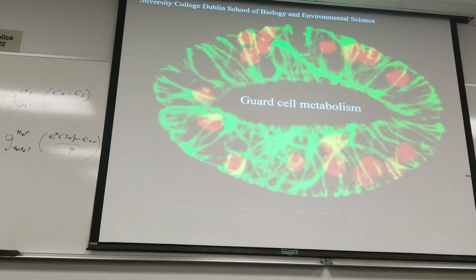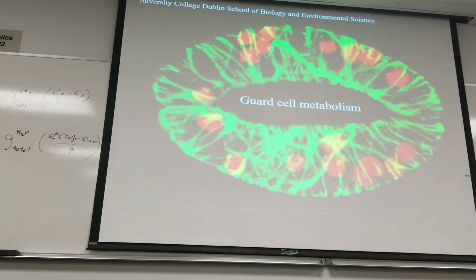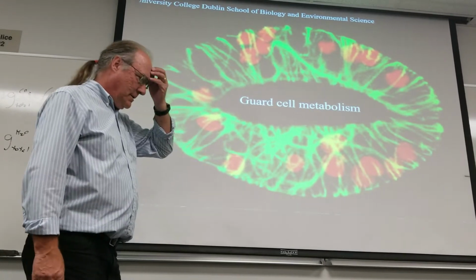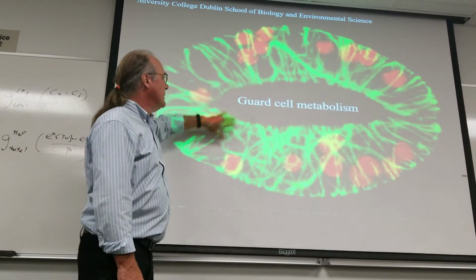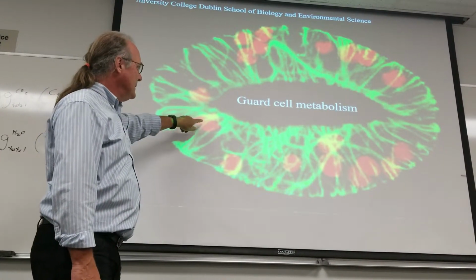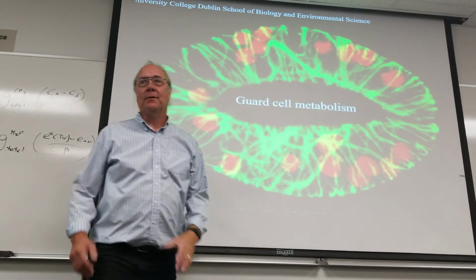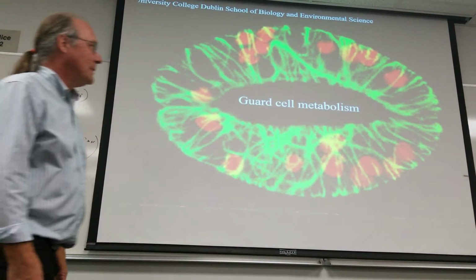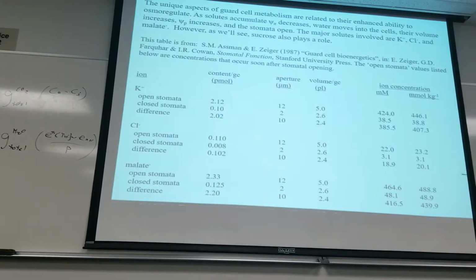All right. Guard cell metabolism. How do these things work? Okay, so this is a confocal image of a pair of guard cells, and these red blobs are chloroplasts. So guard cells have chloroplasts. They do photosynthesis, believe it or not.